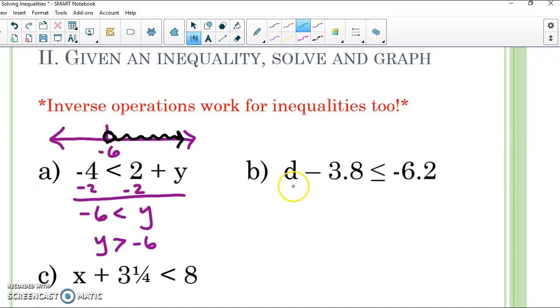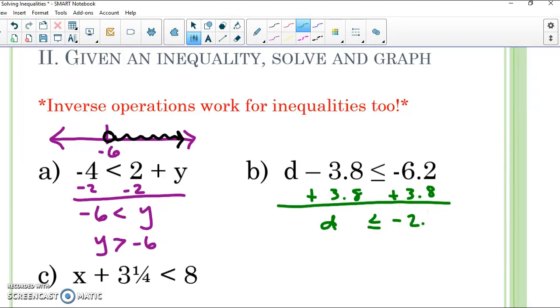All right, on part B, we have d minus 3 and 8/10 is less than or equal to -6 and 2/10. So again, to solve, I need to get d by itself. So I will add 3.2, or I'm sorry, 3.8 or 3 and 8/10 to both sides. And as I subtract -6 and 2/10, I have a -6 and 2/10, so I'm going to add 3 and 8/10 to it. I am still going to be in the negatives at 2 and 4/10.